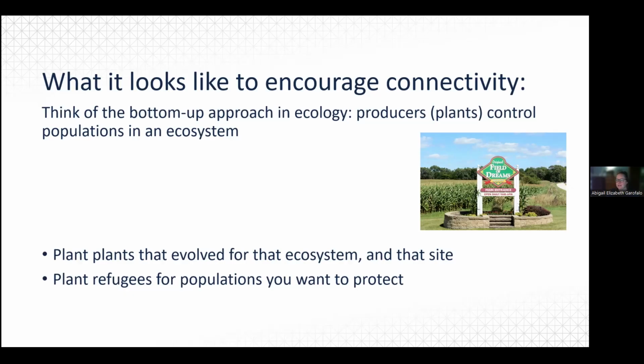So we want to plant plants that evolved for that ecosystem and that site. I'll talk about that more in another element, but if it's a dry space, we want to think about dry-loving plants. If it's a space that's got a downspout right next to it, we want to think of wet-loving plants that are going to thrive and survive and be able to support the connections that we want to see more of.